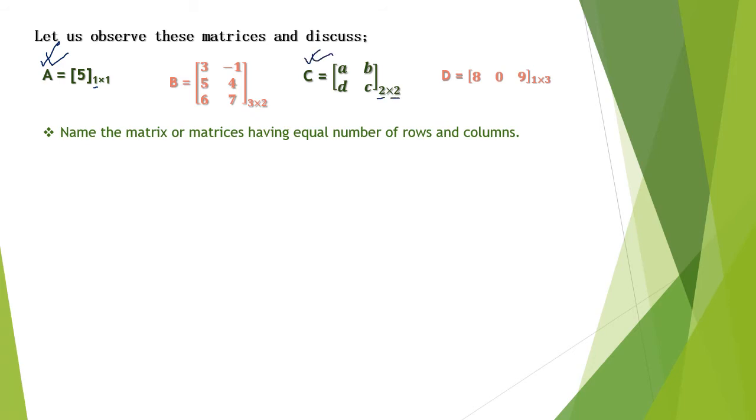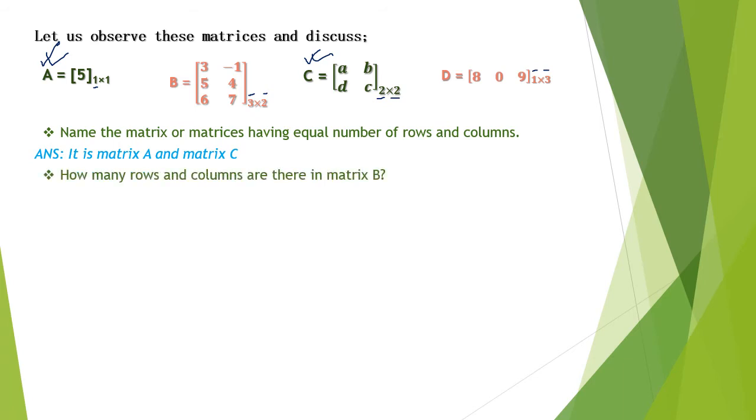Here in this matrix there are three rows and two columns, so they are unequal. There is only one row and three columns, so matrix D is also unequal. So it is matrix A and C. In matrix A and C, rows and columns are equal. How many rows and columns are there in matrix B? There are three rows and two columns in matrix B.